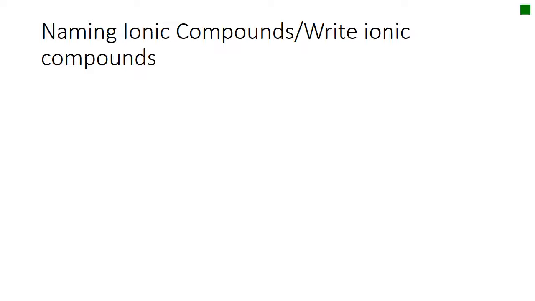If the metal has more than one charge, you have to indicate what that charge is using Roman numerals within a set of brackets after the name of the metal. This is very typical for iron. Iron, Fe, is a great example, because if you look on the periodic table, it can be a 2+ charge or it can be a 3+ charge.